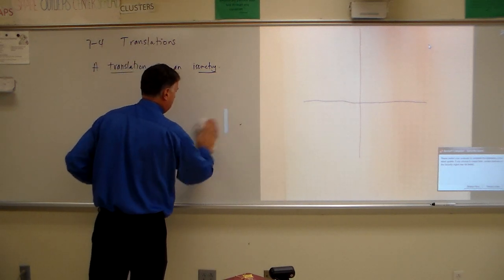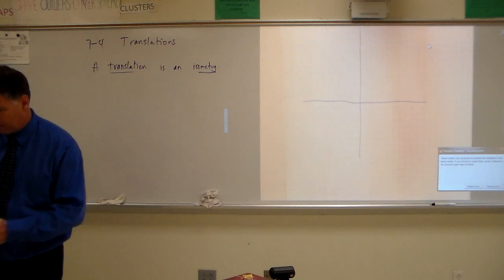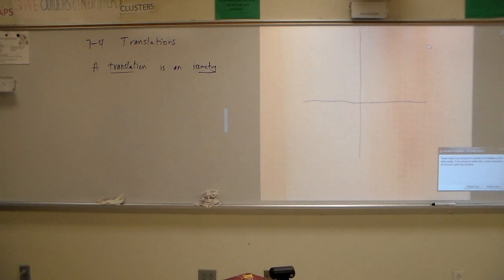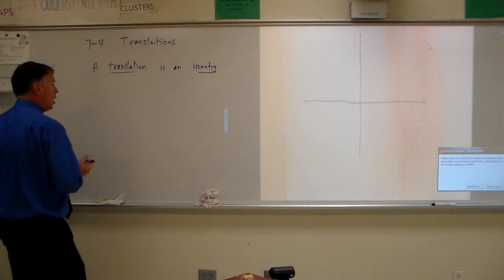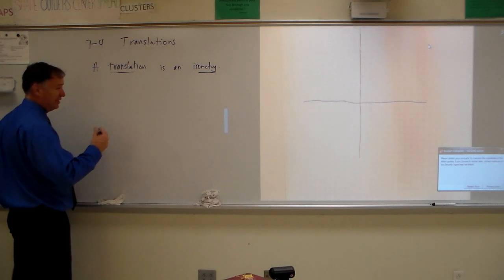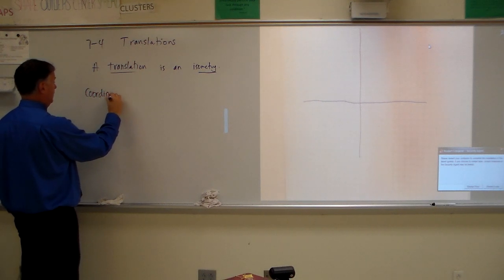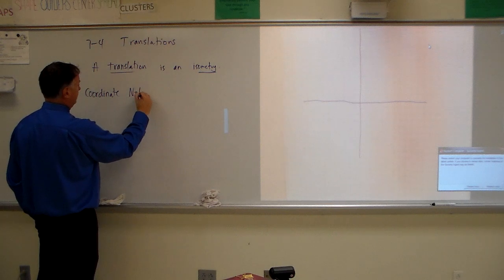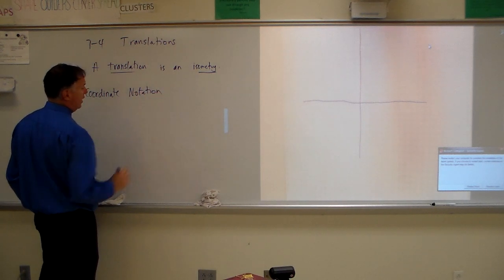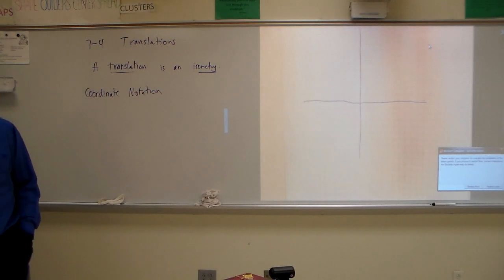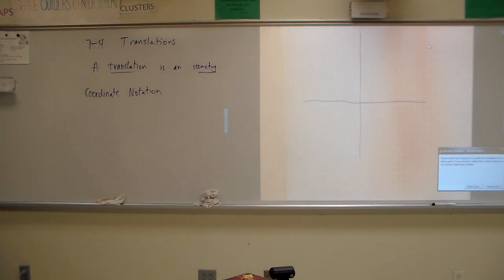Let me see what else we have to talk about here. There are two forms, two different types of notation. The first type I call, not official, I don't think you'll see it in the book, coordinate notation. What coordinate notation is, is the way that they define the translation.